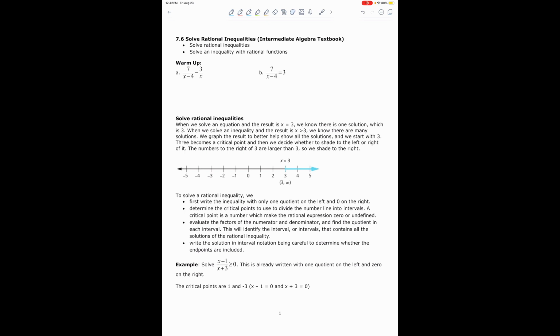Here is a warm-up activity we're going to do. You will be doing that with the prerequisites. So make sure you finish your prerequisites before you begin learning about this topic.